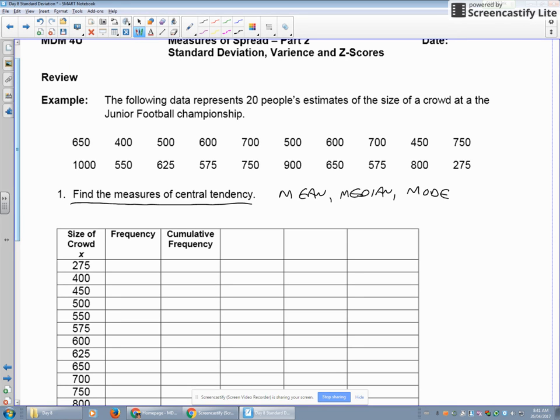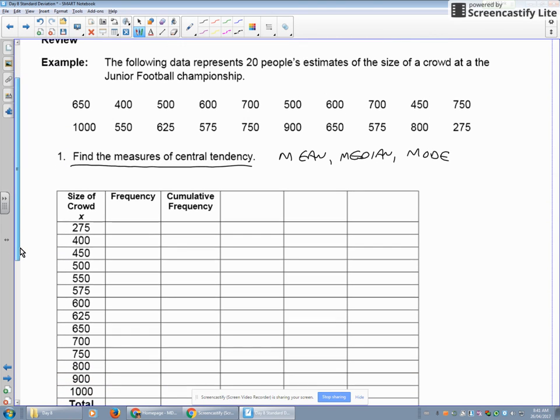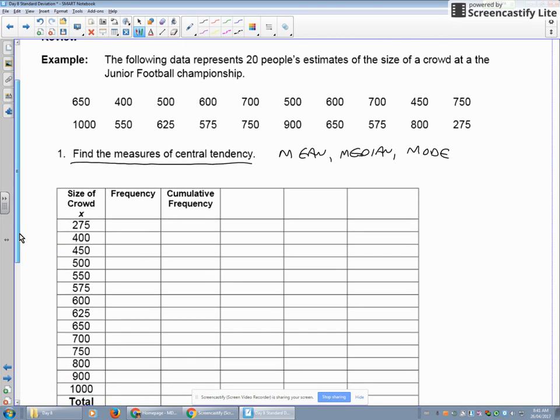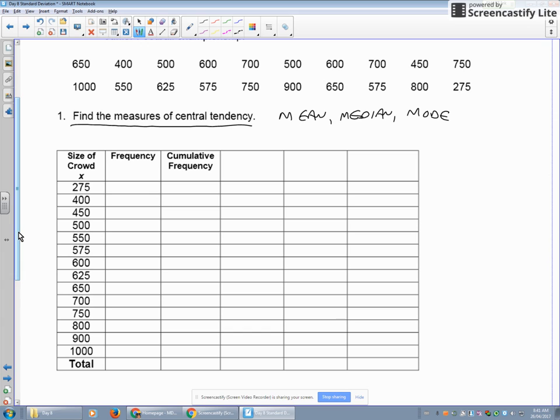Okay. We'll note that what we've got here is a frequency table, with the values from 275 to 1,000. We haven't grouped these data at all. We're not even counting by anything. We're just taking every single one. There's 20 points of data, and we've just listed them all down in numerical order. So we're going to calculate the frequency for each item and then the cumulative frequency.